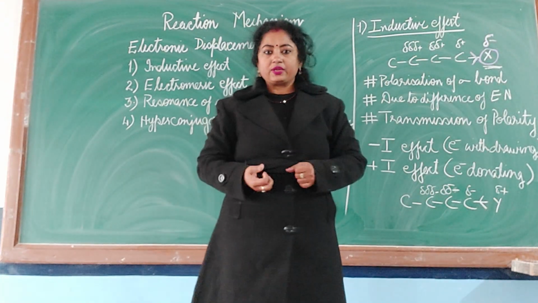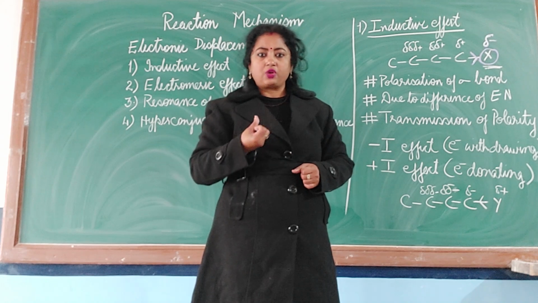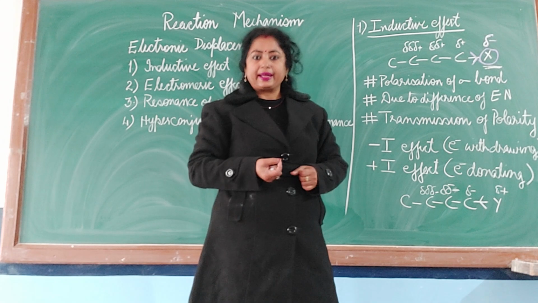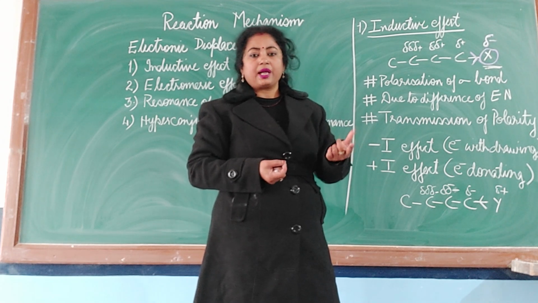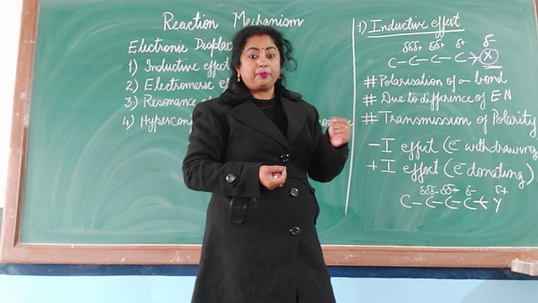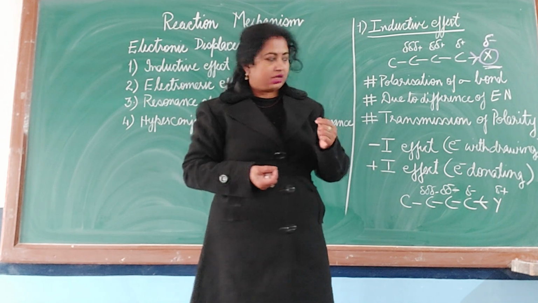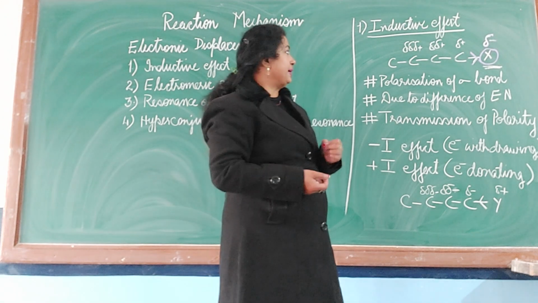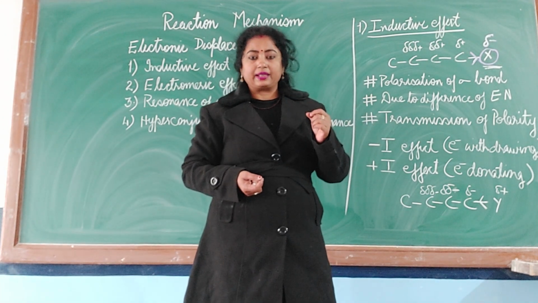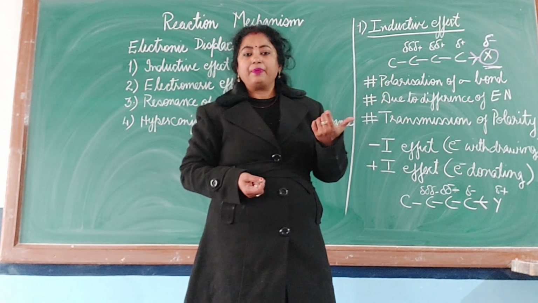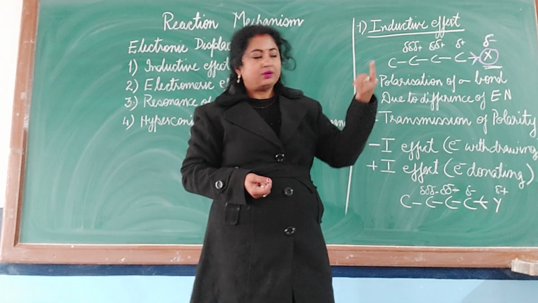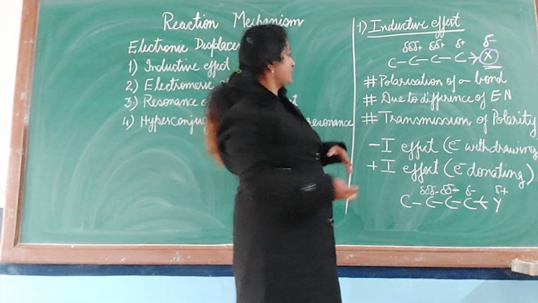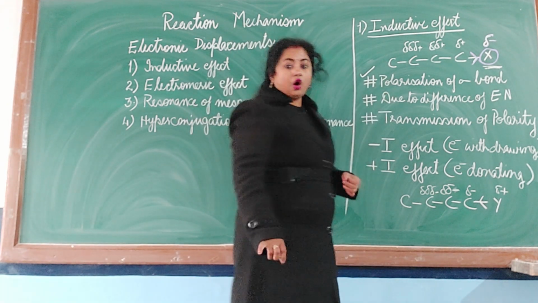The more electronegative element will pull electrons towards itself and bear a partial negative charge, and at the same time the carbon will bear a partial positive charge. Here you can see that the bond is getting polarized. Two poles are now generated, a negative pole and a positive pole. So the first point is polarization of the sigma bond.